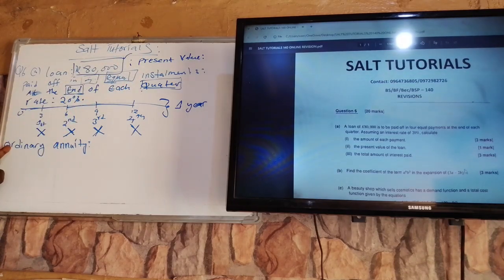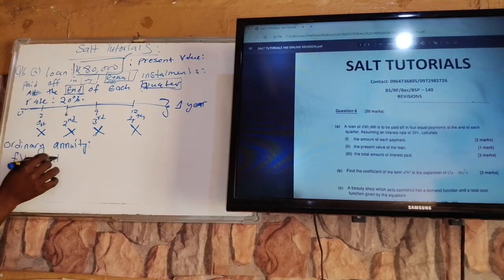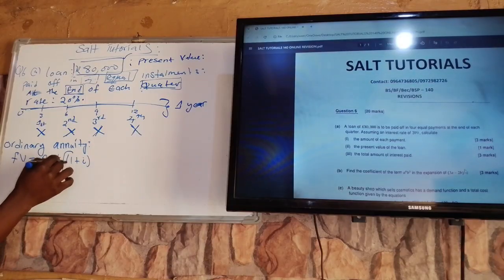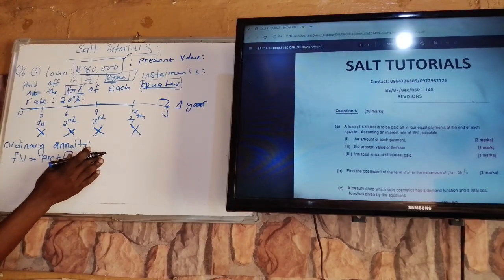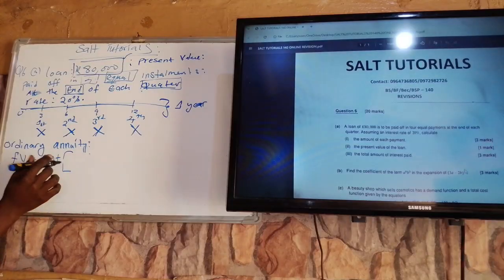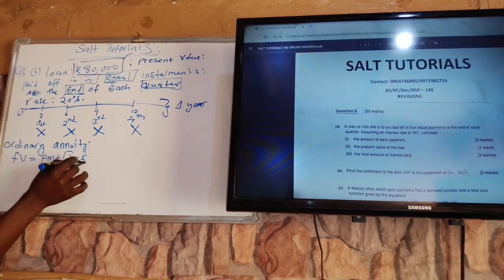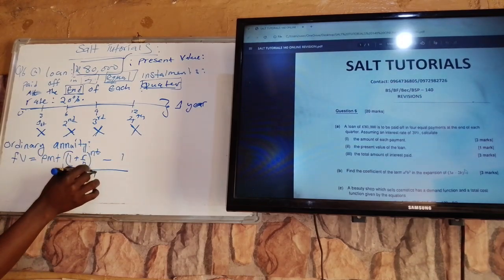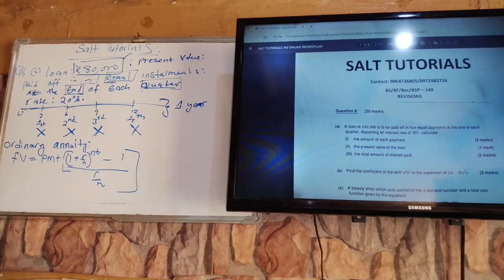So now, there are two formulas for ordinary annuities. There is the future value. Future value is equal to the interval payments you are making, which is PMT, multiplied by 1 plus i to the power, or let me write it in terms of compounding. So (1 plus r over n) to the power nt, minus 1, over r over n. So this is the general formula when you're finding the future value.